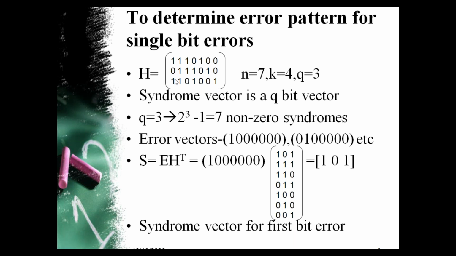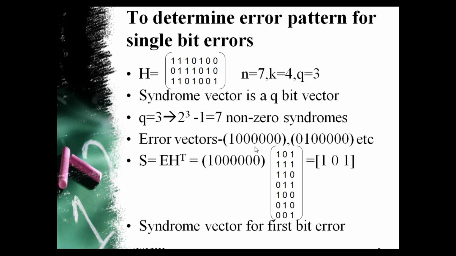Okay, here the H transpose matrix, the parity check matrix, is given. Here we can say n equal to 7, k equal to 4, q equal to 3. It is the H matrix, parity check matrix, of a 7/4 linear block code. Then we know the syndrome vector is a q-bit vector. We will get a syndrome vector where the number of elements in that syndrome will be q. Therefore here in this case it will be 3.